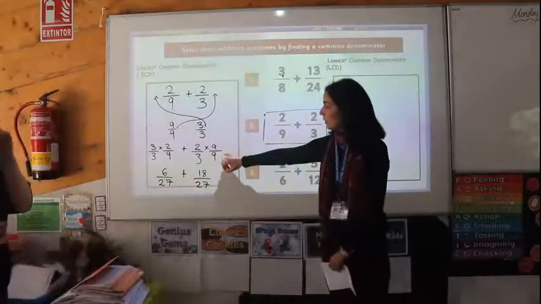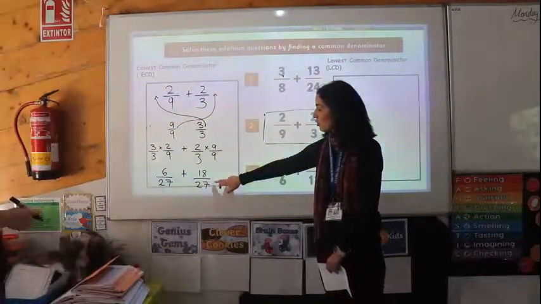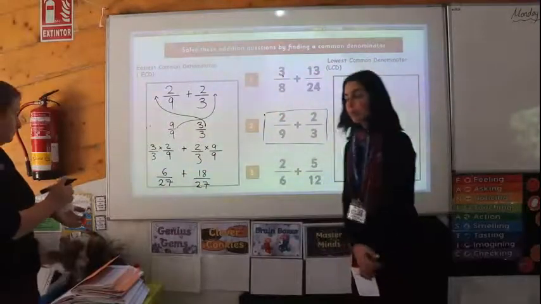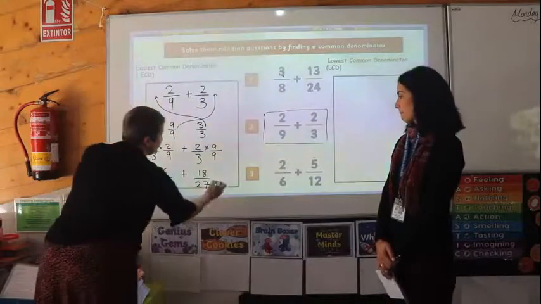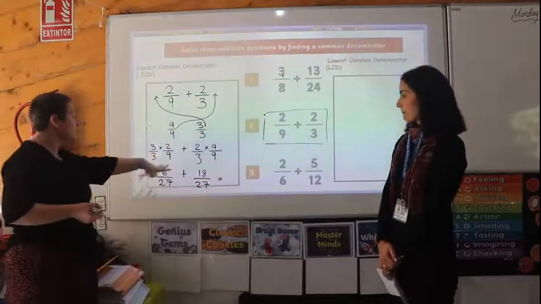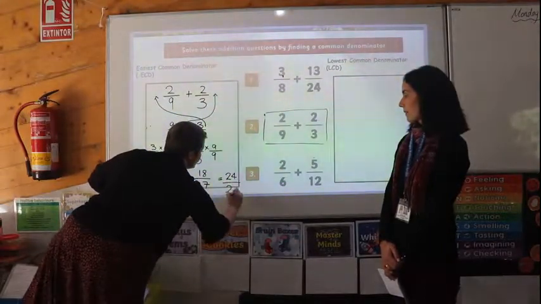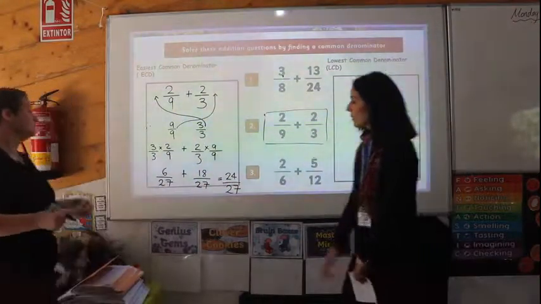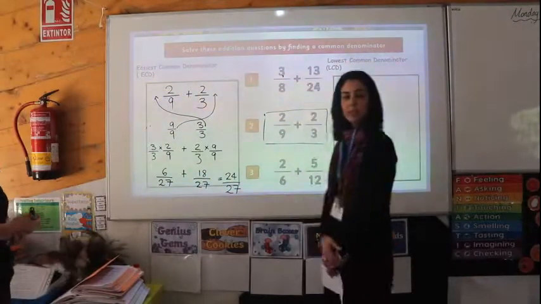Y lo mismo con las dos siguientes fracciones, hacemos la multiplicación, nos da 18 y 27 y ya tenemos el mismo denominador. From here, we can add them together. It means that 6 plus 18 becomes 24 over 27. Y ya podemos hacer la suma, nos da 18 más 6, 24 y el denominador se queda el mismo.